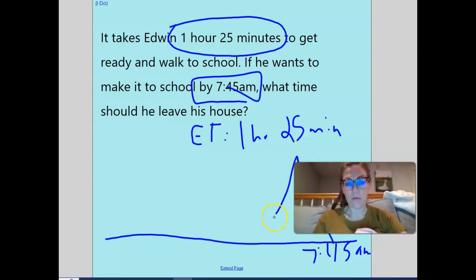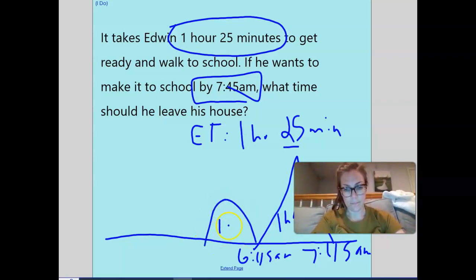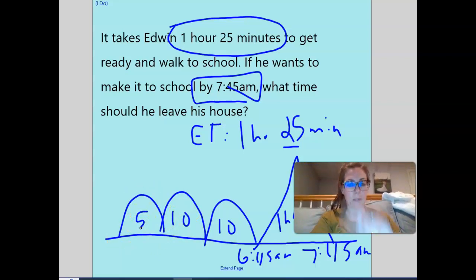Make it easy on myself and do an hour jump first. 7:45 minus my 1 hour would be 6:45 a.m. And now I'm going to do my 25 minutes. I would make it easy on myself and break 25 down into different bumps. 25 in my mind would be smart to do 2 10s. 10 and 10 is 20, and a jump of 5. So I'm going to do a 10. That's another 10 is 20, and then another 5 is 25. So here's my 25 minutes right here.